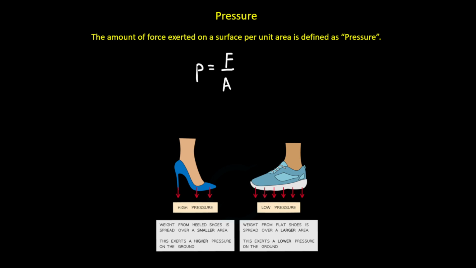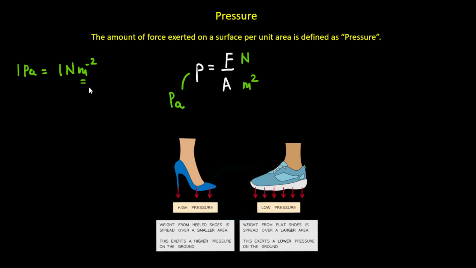So the unit for it, if we use the equation: force is newtons and area is meter squared. So the unit of pressure you need to remember is pascals. 1 pascal is equal to 1 newton per meter squared. So how much force are you applying on a unit area? That is your pressure.